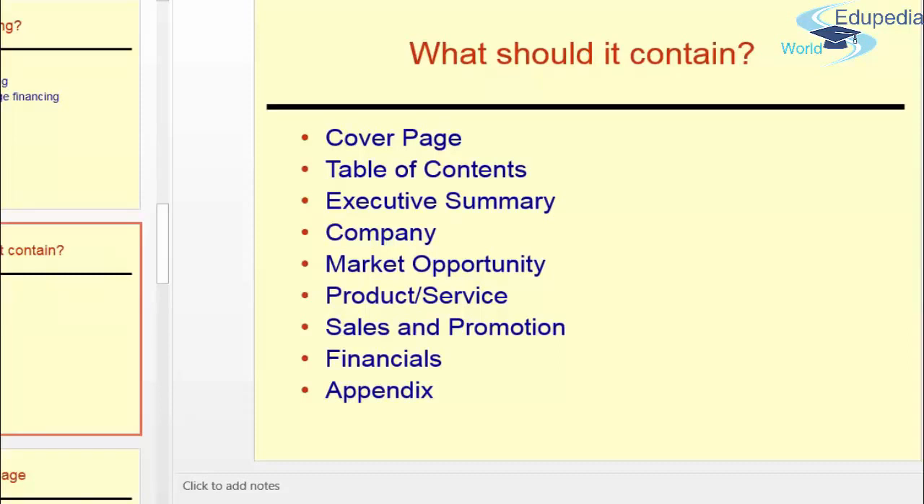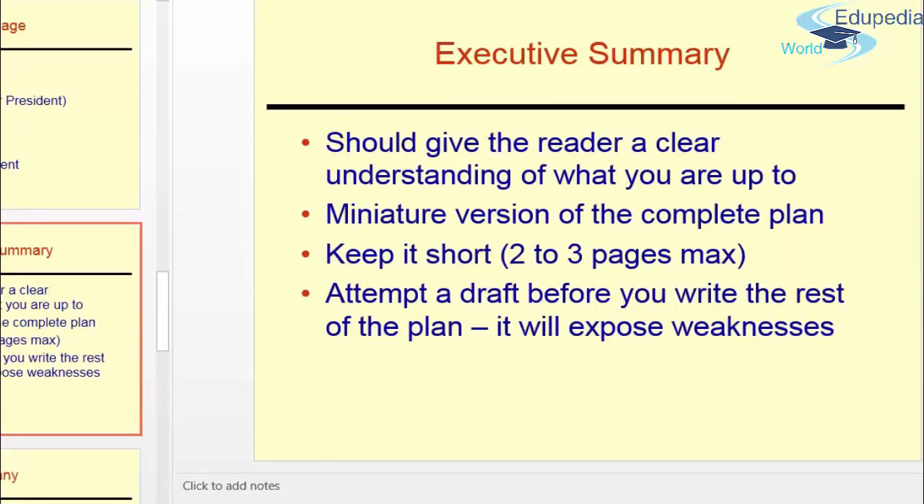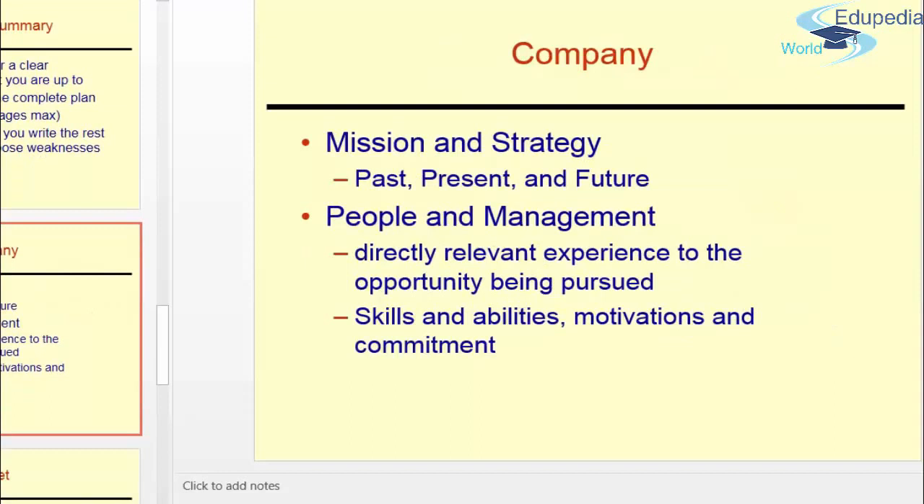This is what it should contain: cover page, table of contents, executive summary, company, market opportunity, product or service, sales and promotion, financials, and appendix. The cover page has the company's name, address, main contact, and confidentiality statement. The executive summary should give the reader a clear understanding of what you are up to. It is a miniature version of a complete plan. Keep it short and attempt a draft before you write the rest of the plan. It will expose weaknesses.